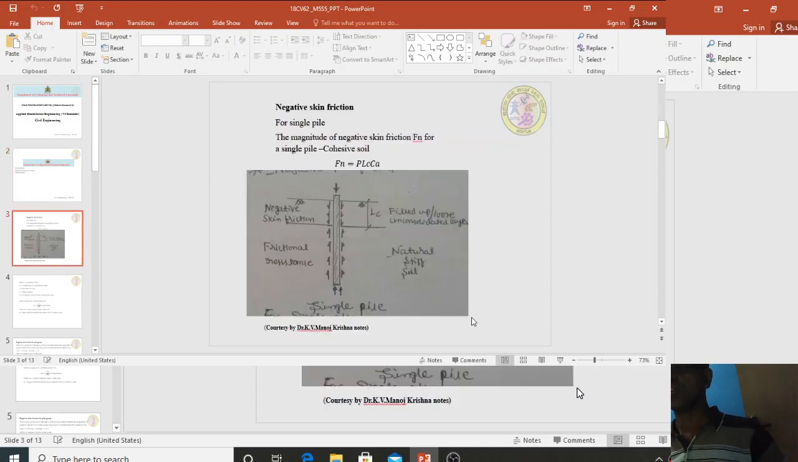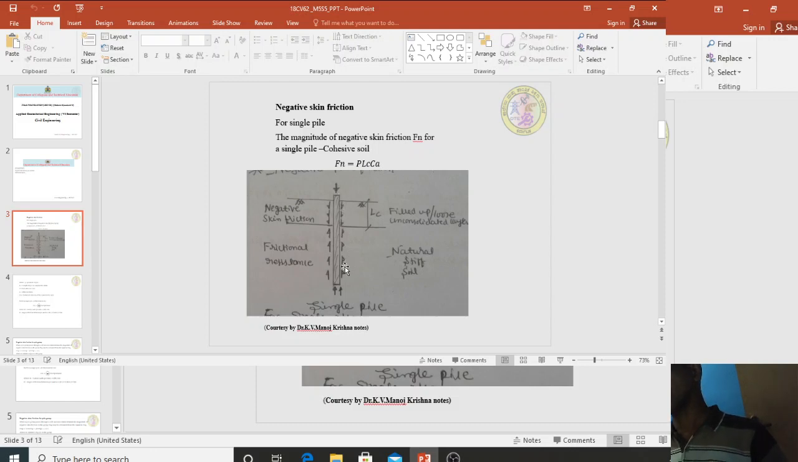So what is meant by negative skin friction? Whenever a recently filled up soil deposit is there, the soil is under consolidated in such a layer. When a pile has to be driven, instead of offering a frictional resistance in the opposite direction, it offers a frictional resistance along the direction of application of load.